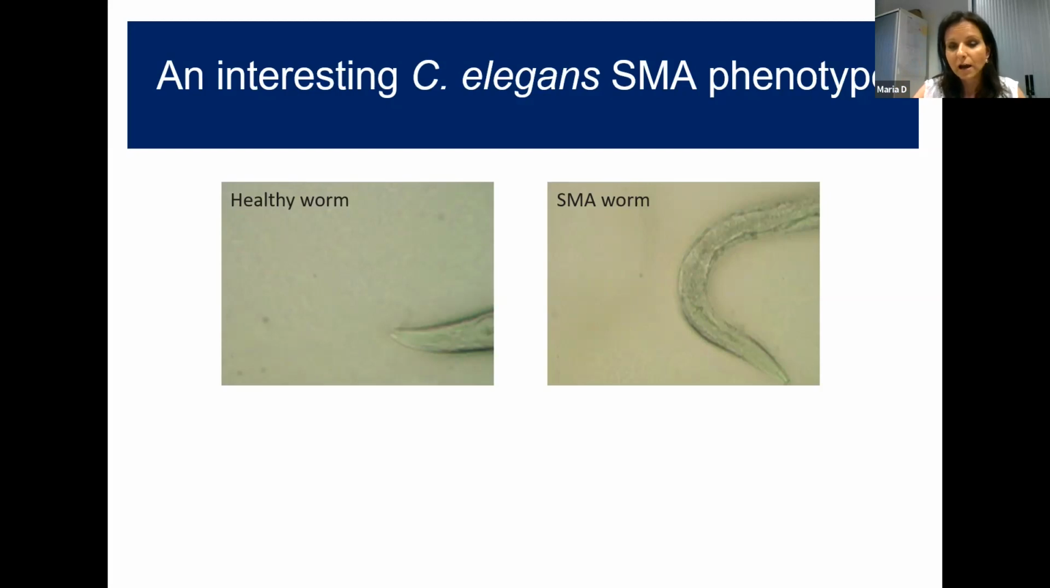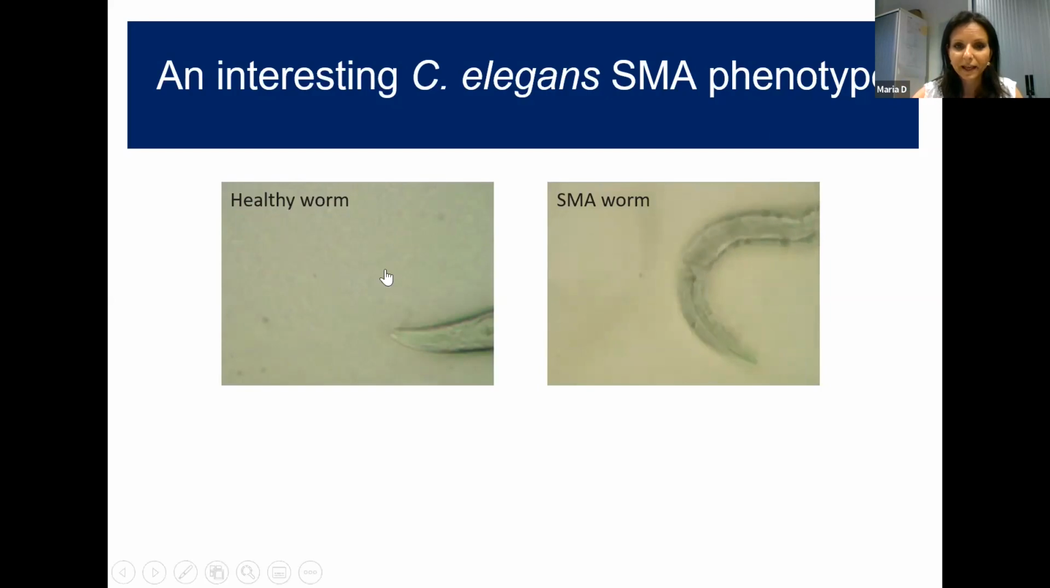On the other hand, now let me show you what happens when you inactivate the SMN1 gene. This is called the pharyngeal pumping assay, which is controlled by muscles and neurons. So look at what's happening in the SMA worm. Again, this is the pharynx. You can see the grinder is moving, but it's moving a bit differently, with a bit more uncoordinated phenotype.